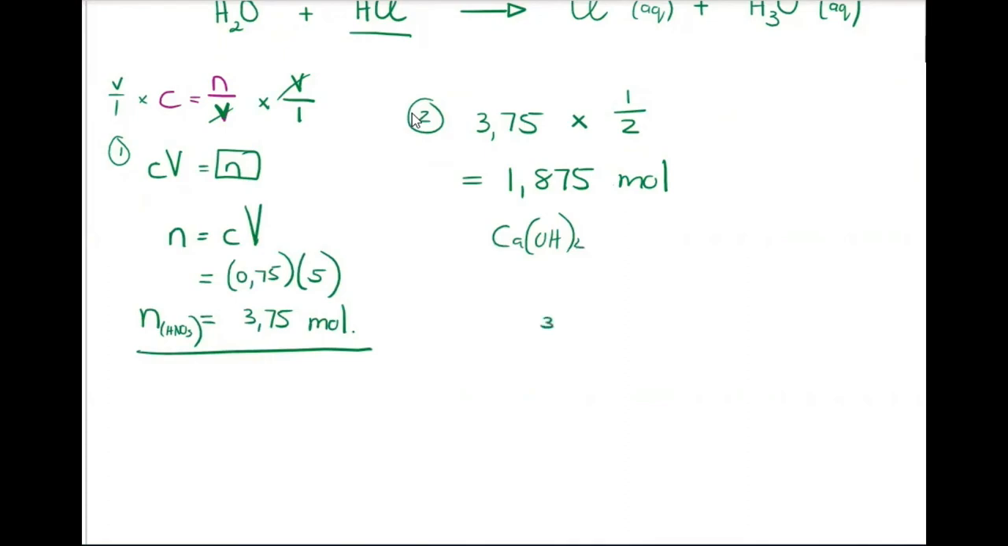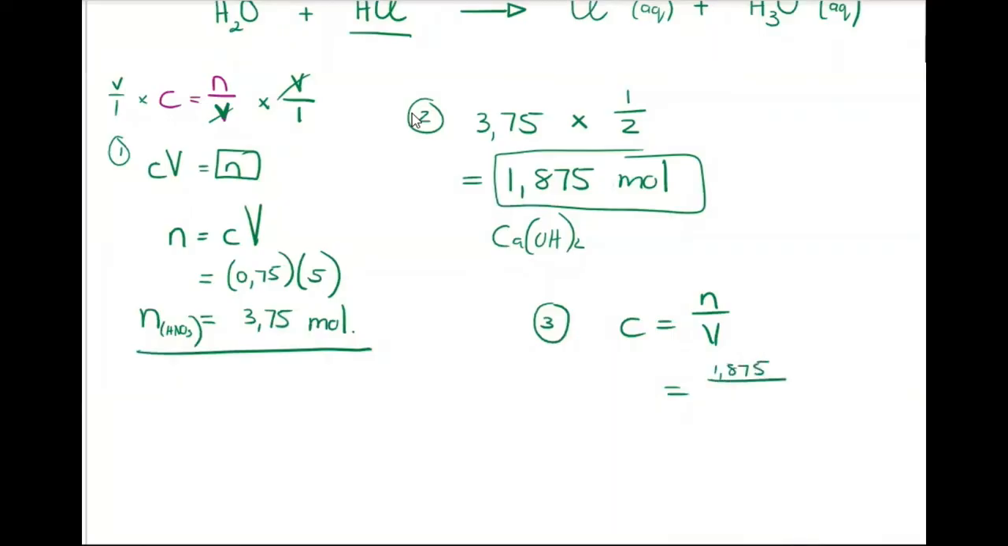Then step 3, the last step, we know that C is n over V. We just calculated the mole, 1.875, and you've got the volume. They say that the volume is 1,000. And so I am literally just going to do this. It's divided by 1,000, so your answer is going to be 0,001875. Well done, Akira. You are way too fast for me.